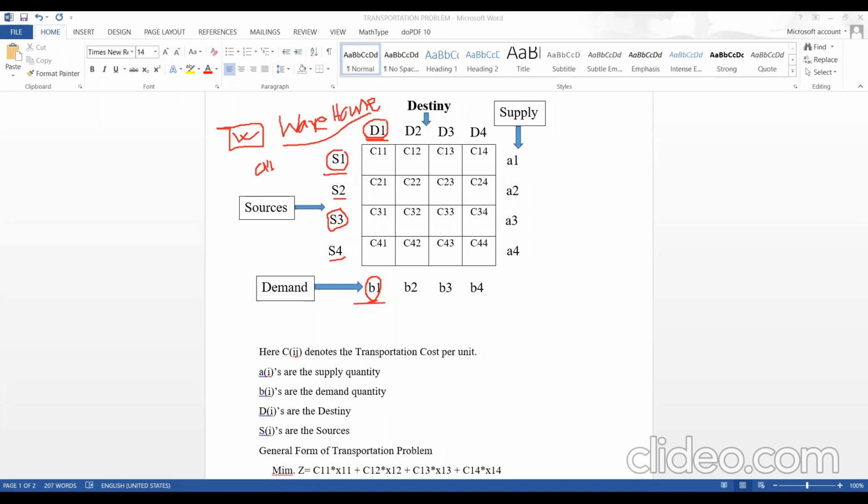Is that clear, this table? Anyone have any doubt?